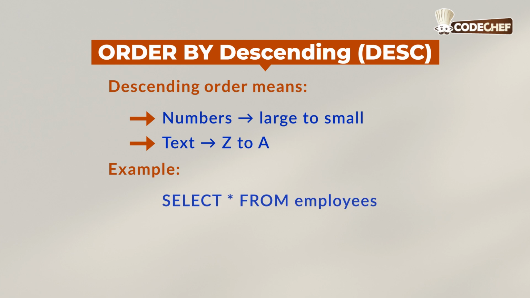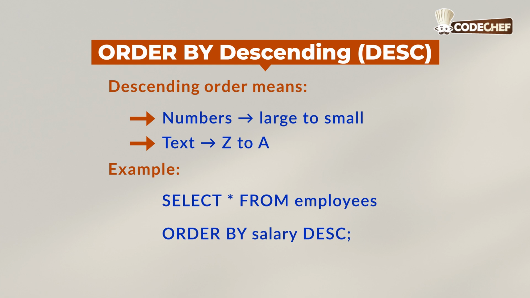Example, select star from employees, order by salary, DESC, semicolon. So here it will show all the records from table employees which will be ordered by salary arranged in descending order. That means first the largest salary value and then moving towards the lower one.